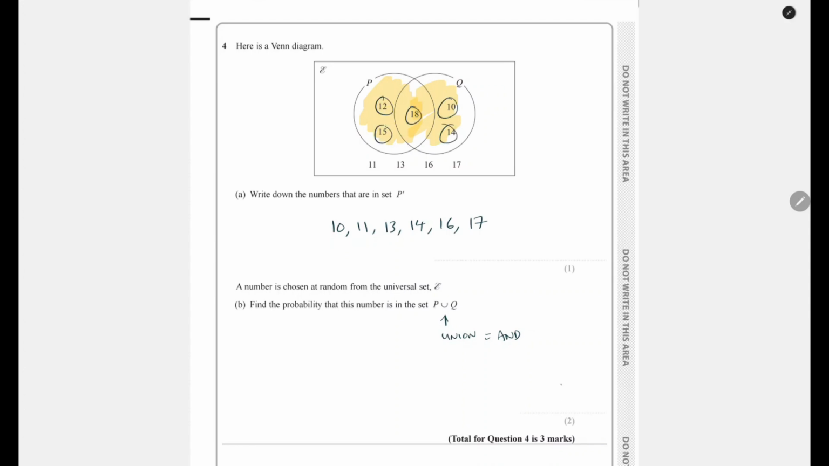So our numerator is going to be 5. It's asked us for a fraction, so we need to know the total number of numbers in this set. There's 6, 7, 8, and 9. So a total of 9 numbers, giving us a fraction of 5 over 9, or a probability of 5 over 9.